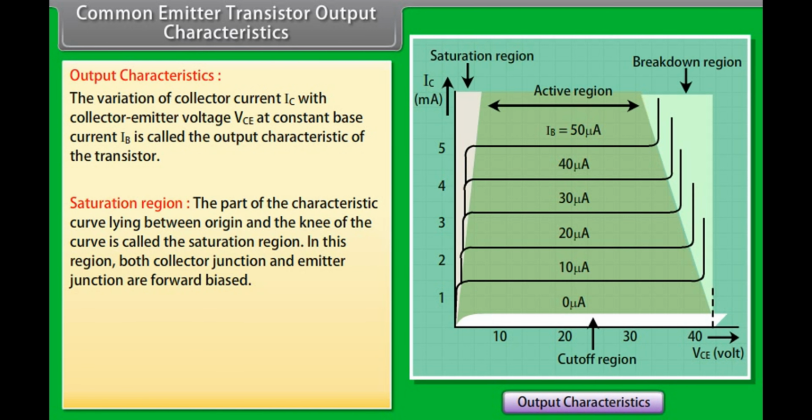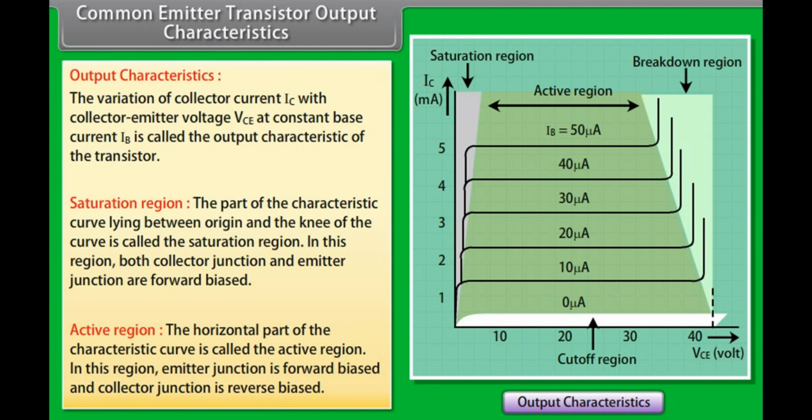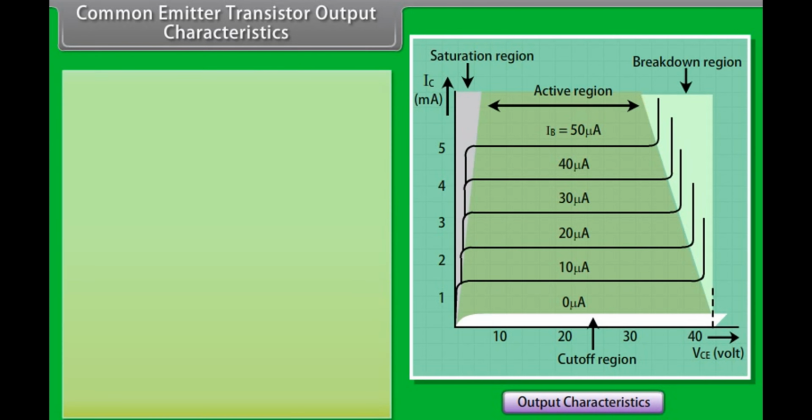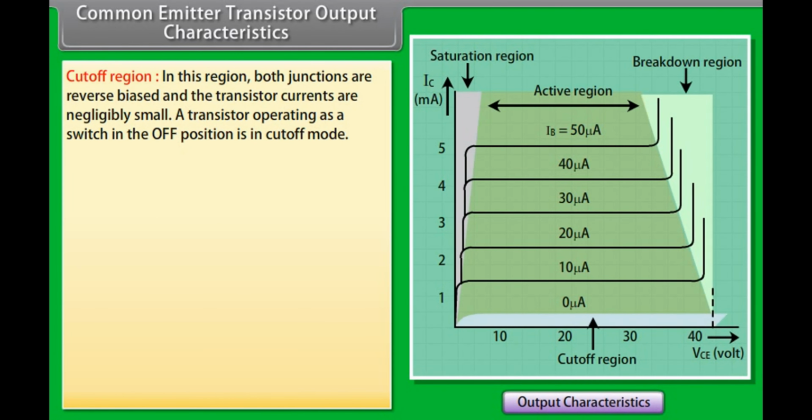Saturation region. The part of the characteristic curve lying between the origin and the knee of the curve is called the saturation region. In this region, both collector junction and emitter junction are forward biased. Active region. The horizontal part of the characteristic curve is called the active region. In this region, the emitter junction is forward biased and the collector junction is reverse biased. Cutoff region. In this region, both junctions are reverse biased and the transistor currents are negligibly small.